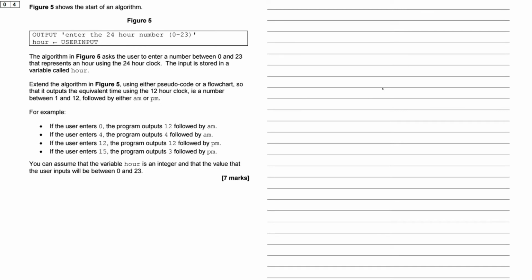Question 4 gives us figure 5 showing the start of an algorithm. So we've got to look here at this section. So it gives us that as our clue. Now this is a long answer question. It is worth 7 marks. You should spend around 7 minutes on this question. It's a really important one for you to try out.